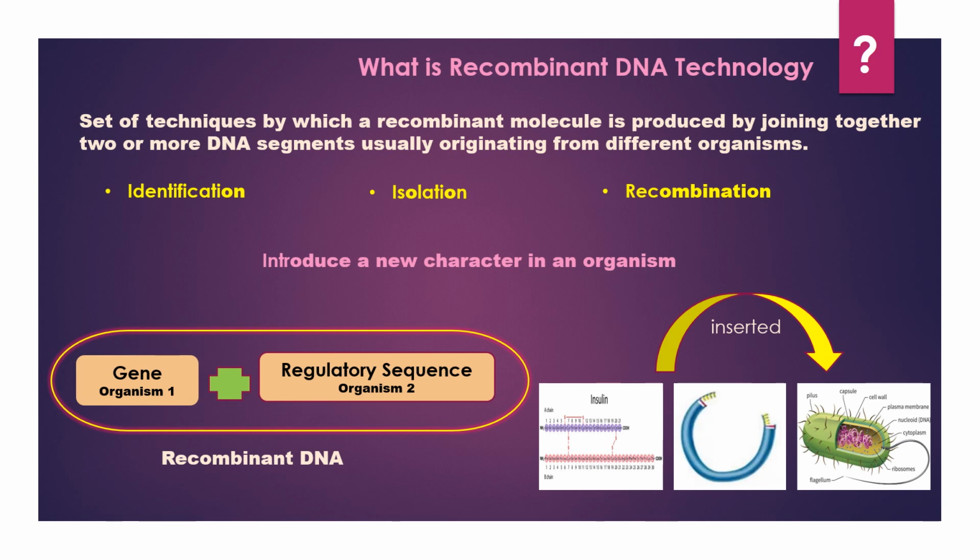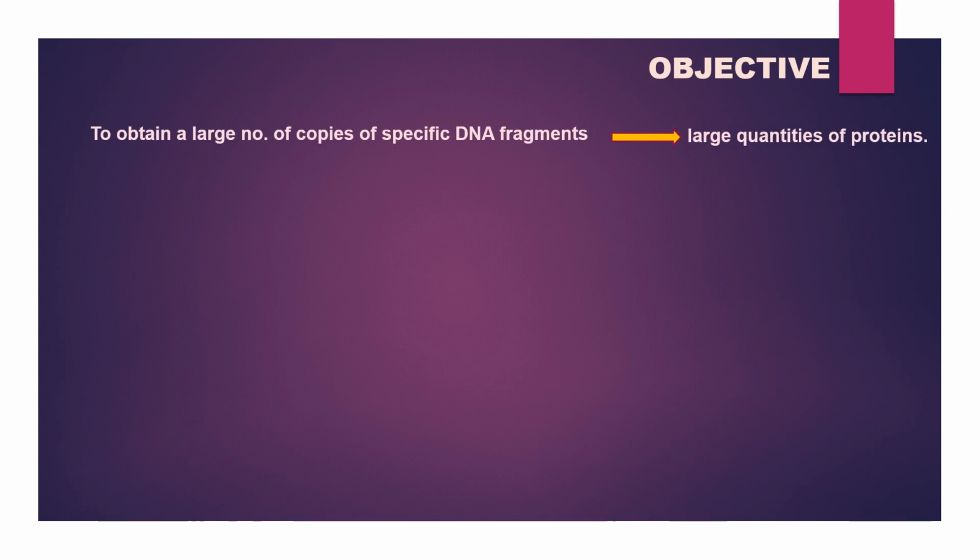Now, what is the objective of this technology? The objective is to obtain a large number of copies of specific DNA fragments and to recover large quantities of the proteins produced by the concerned gene. For example, like insulin hormone, vaccines, etc. As this technique aims at producing identical copies of the concerned gene, it is also known as gene cloning or genetic engineering.